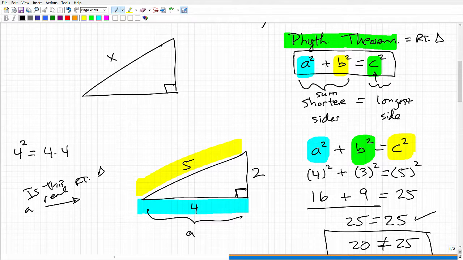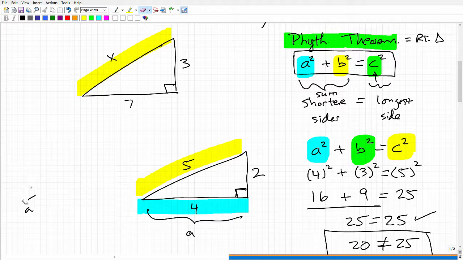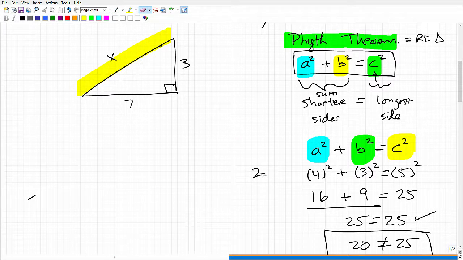Let's say I gave you this problem, 7 and 3, and I said solve for the missing side. So here I want to determine what the length is of this side of this right triangle, okay? So I can apply the Pythagorean theorem. All right, so here I would go ahead, let me just erase this here. All right, so a squared plus b squared equals c squared.